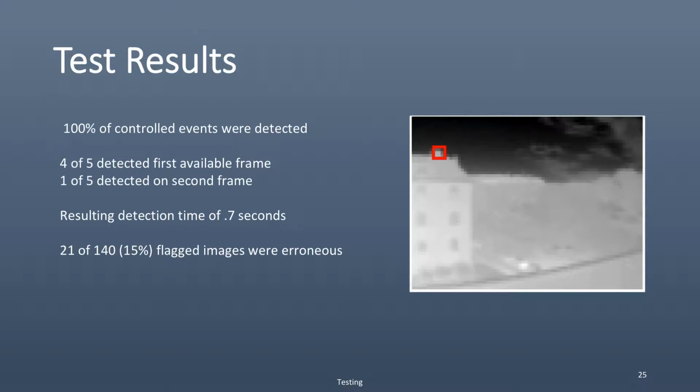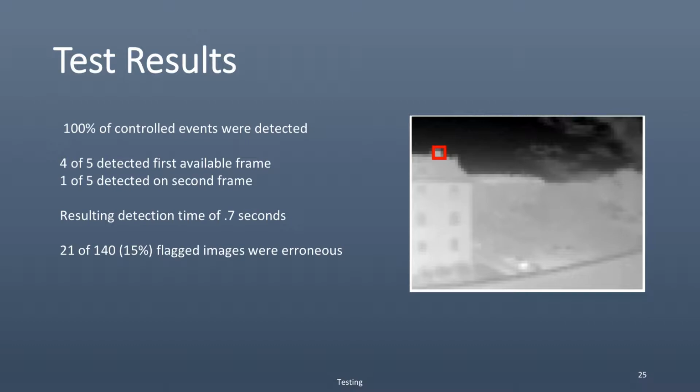Our resulting detection time was calculated to be 0.7 seconds. This assumes that there's a uniform distribution of objects entering and exiting the frame, and at 1 frame a second, it assumes on average an object will be in frame for 0.5 seconds before an image is taken of it. So therefore, with 4 single frames and 1 double frame, that comes out to 0.7 seconds.